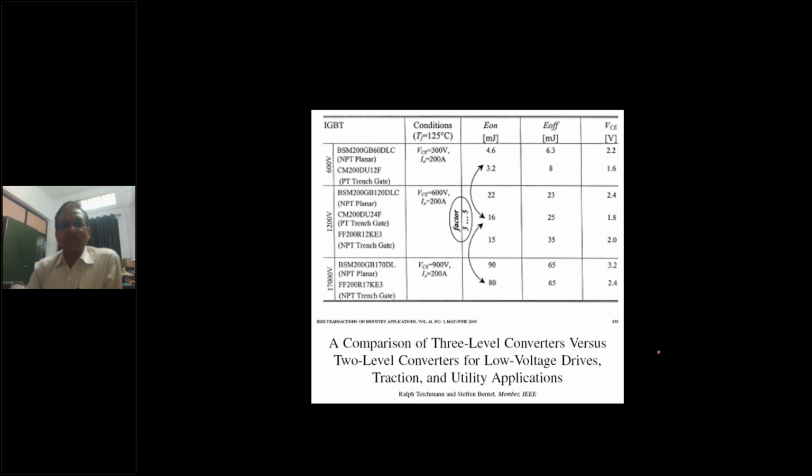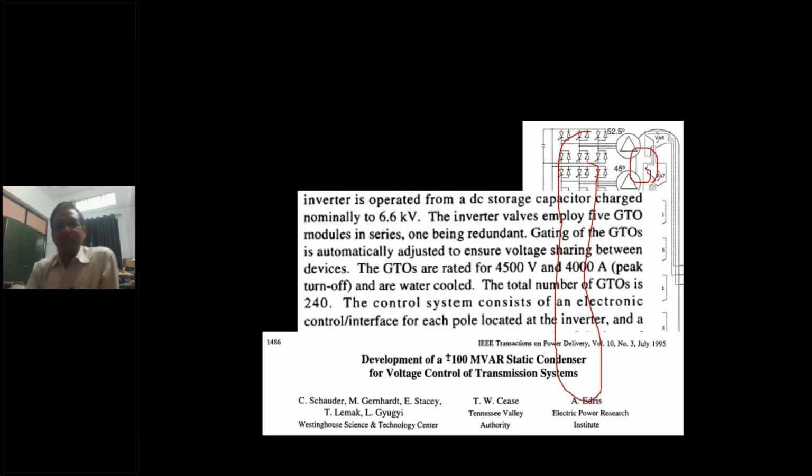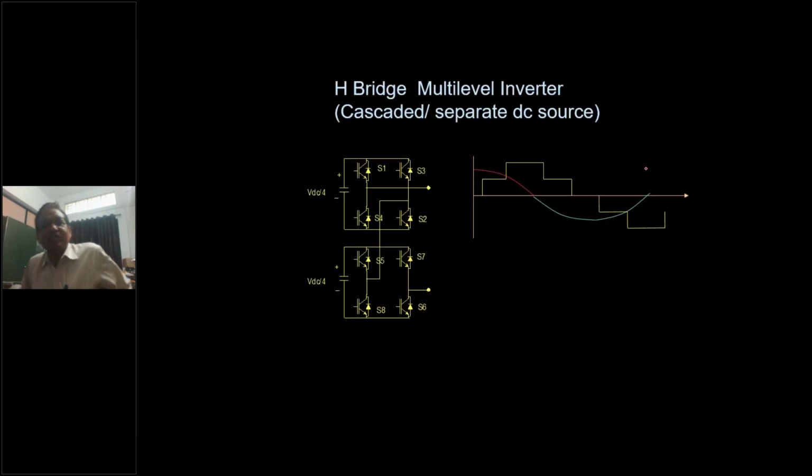What is the reason for increasing efficiency? In multi-level, how does it reduce the losses? One more thing is there, we can connect a number of inverters through magnetic coupling. This is not preferred, and this is not a multi-level inverter, it is a multi-phase inverter. So we are not interested in multi-phase inverters. I am going to consider the H-bridge.